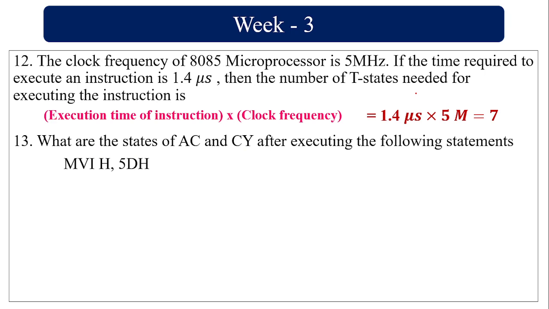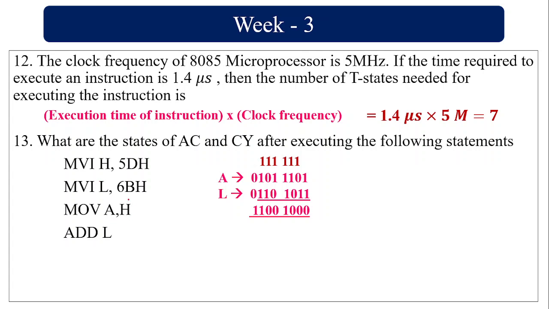What are the states of the auxiliary carry and carry flag after executing the following instructions? 5D is moved to the H register, 6B is moved to the L register. Now the H content 5D is moved to your accumulator, and that should be added with your 6B. So your A content, that is 5D, is 0 1 0 1 1 1 0 1 and your L content is 0 1 1 0 1 0 1 1. If I perform the addition operation, for the auxiliary carry and carry: from lower nibble to upper nibble you have a carry, so your auxiliary carry flag will be set, and there is no carry after the last bit, so your carry is going to be 0.